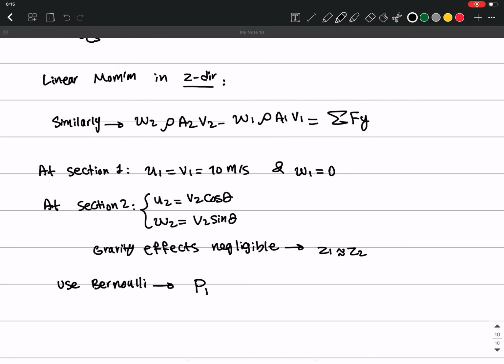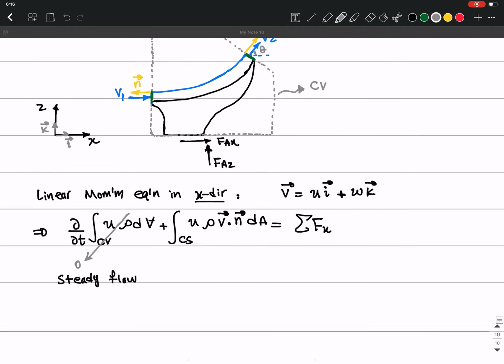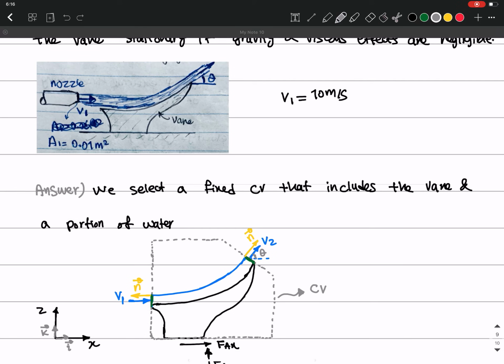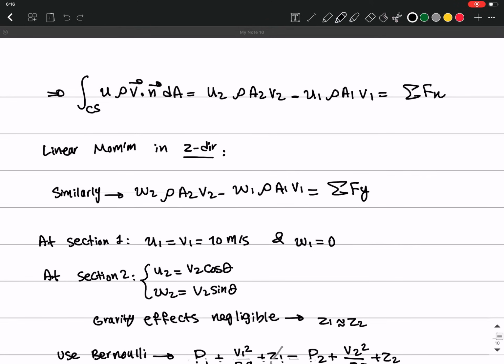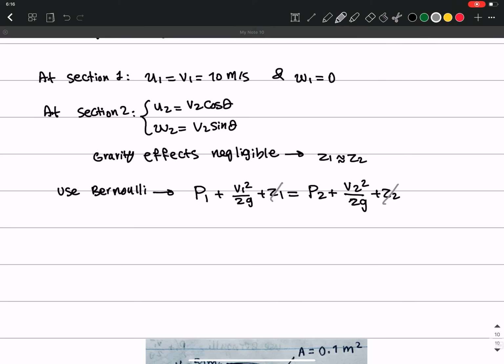So if I use Bernoulli between section 1 and 2, P1 plus V1 squared over 2g plus Z1 equals P2 plus V2 squared over 2g plus Z2, okay? And because the gravity effects are negligible, these two terms are going to cancel out. Z1 almost equals Z2. And also, if you look here, P1 at this point is in the vicinity of the atmosphere, so the pressure equals the atmospheric pressure, right? And the same thing here. So this is P naught, and this also equals P naught, the atmospheric pressure. And so these two are also going to cancel out.